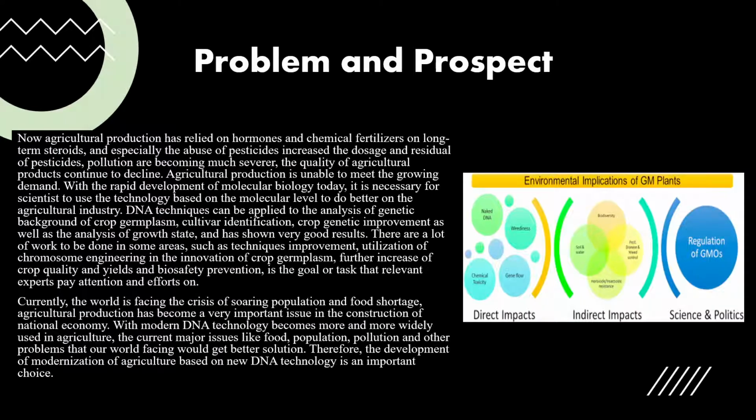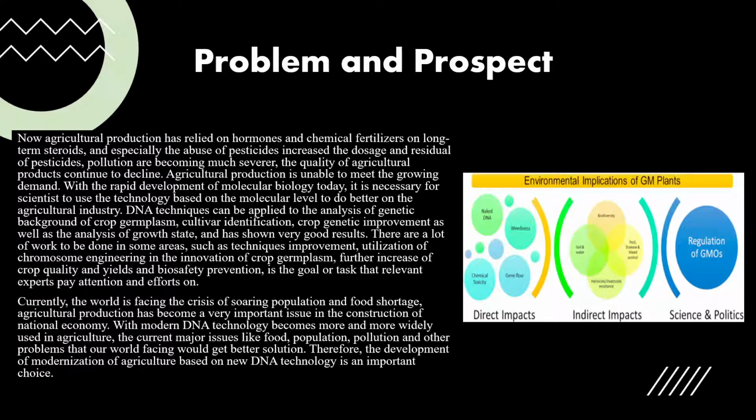Problem and prospect. Now, agricultural production has relied on hormones and chemical fertilizers on long term steroids, and especially the abuse of pesticides increases the dosage and residual of pesticides. Pollutions are becoming much more severe. The quality of agricultural products continues to decline. Agricultural production is unable to meet the growing demand.